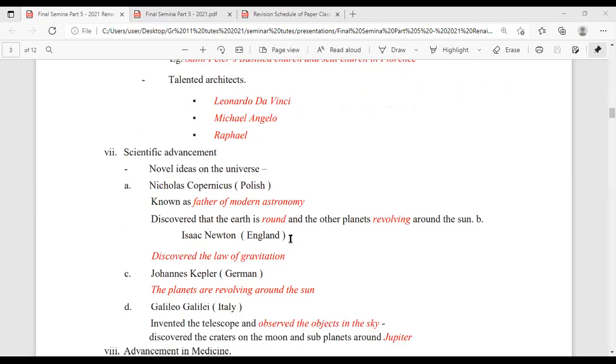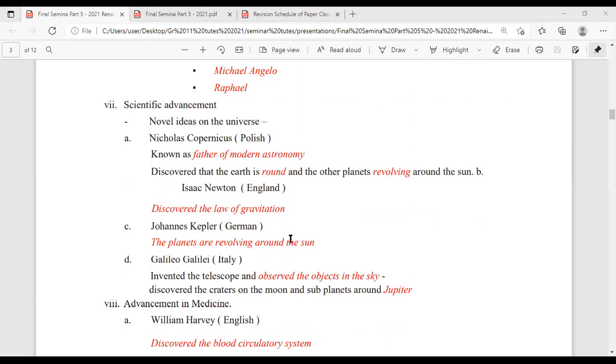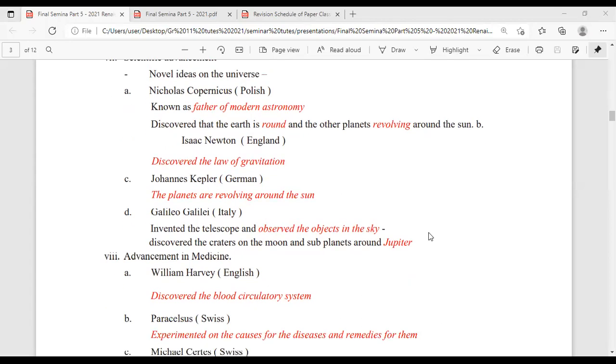Galileo Galilei invented the telescope and observed objects in the sky, discovered the craters on the moon and the satellites around Jupiter. Advancement in medicine: William Harvey, an Englishman, discovered the blood circulatory system. Paracelsus, Swiss, experimented on the causes of diseases and remedies for them.